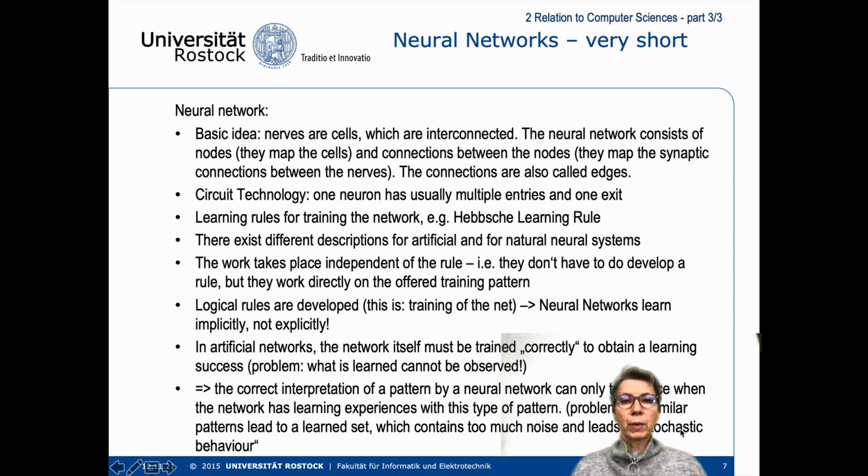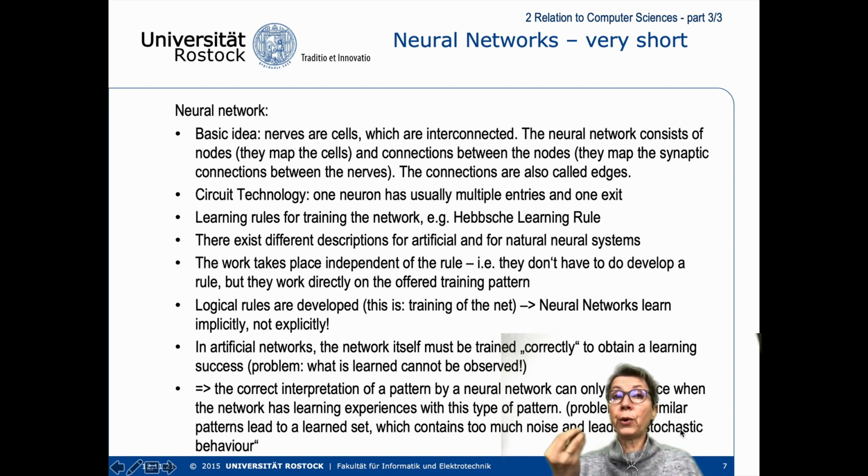One of those learning rules might be the Hebbian learning rule, and there exist different descriptions for artificial and for natural neuronal systems, and also very different learning rules. The work itself, as mentioned before, takes place independent of the rule, which means the neural networks don't have to develop a rule, but they work directly on the offered pattern. And this is implicit for another aspect of a neural network, which means the logical rules are developed inside the network. This is the training of the network, which means the neural network learns implicitly, not explicitly.